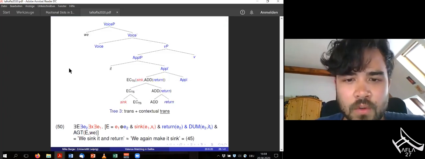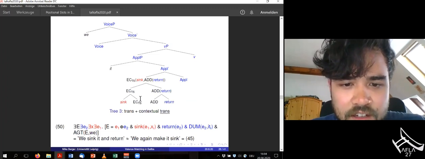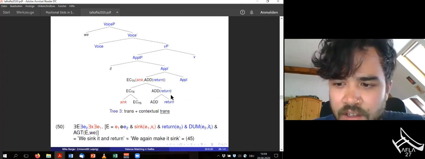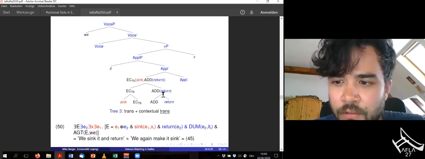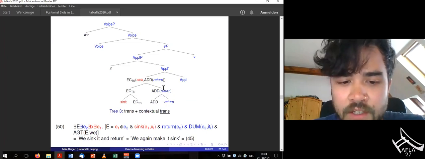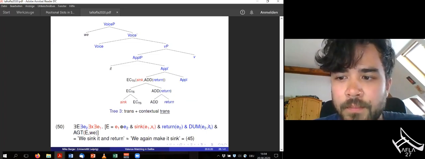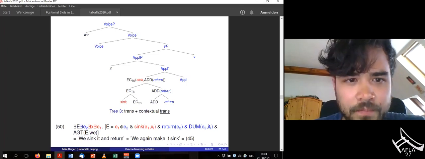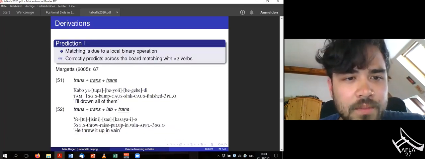Okay, so this is going to be the tree, and this is going to be the context necessary for triggering the exceptional transitivization of return of the intransitive verb. Okay, hope that wasn't too fast. Okay, so there's a couple predictions.